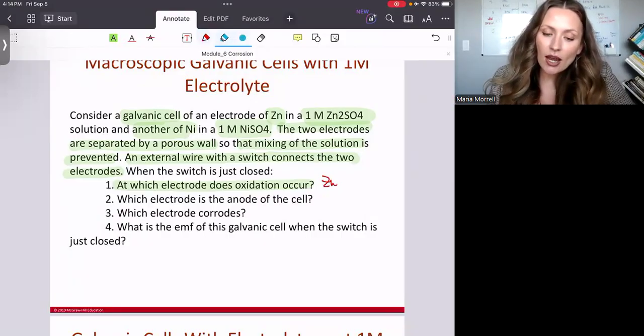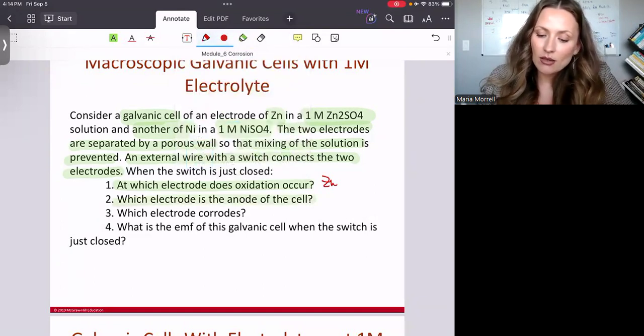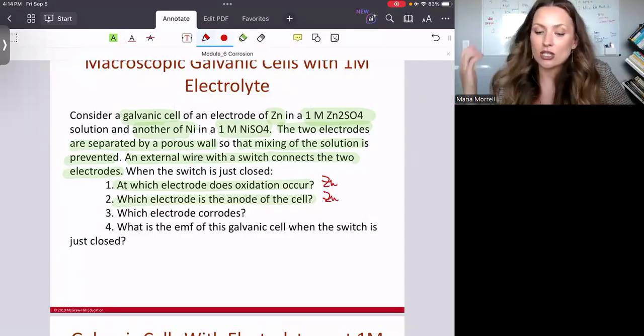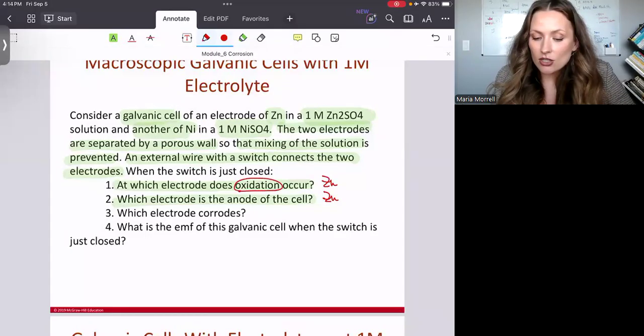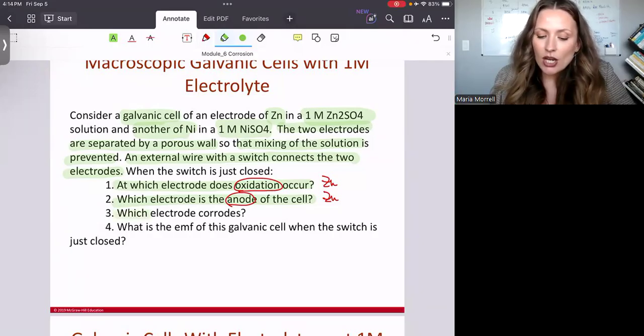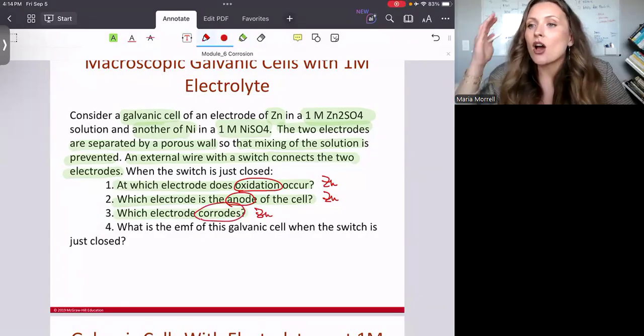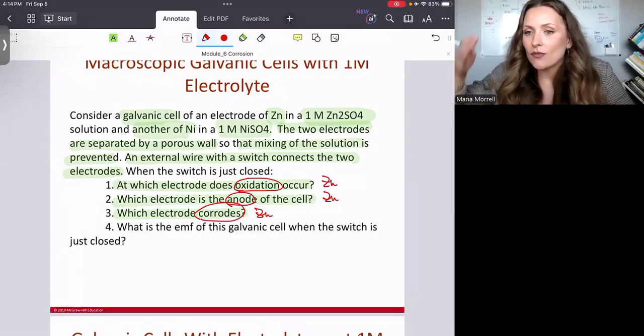Now, which electrode is the anode of the cell? It's going to be zinc again, right? Because that's the one where the oxidation occurs. So oxidation and anode are kind of like keyword synonyms here, right? Which electrode corrodes? It's almost all the same question, right? So perhaps these three: oxidation happens at the anode, which corrodes, right? Oxidation, anode, corrodes, same thing.